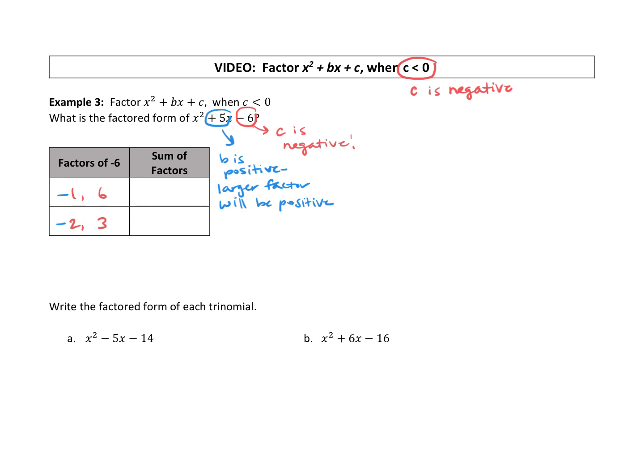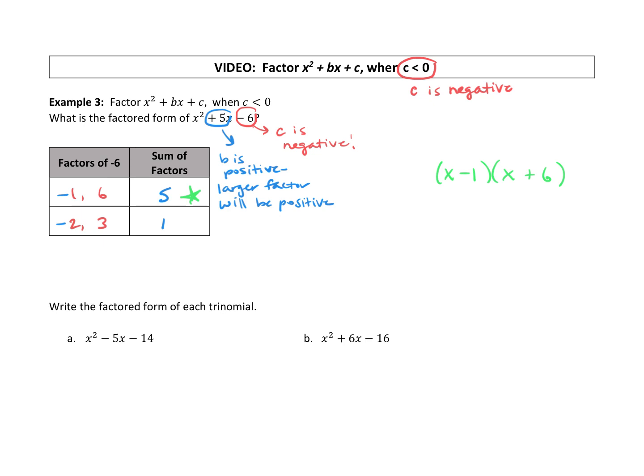Now I'm looking for a factor pair that adds up to a positive 5. Negative 1 plus 6 is positive 5. Negative 2 plus 3 is 1. We can see the factor pair we want is negative 1 and 6. So our binomial factors will be x minus 1 times x plus 6.